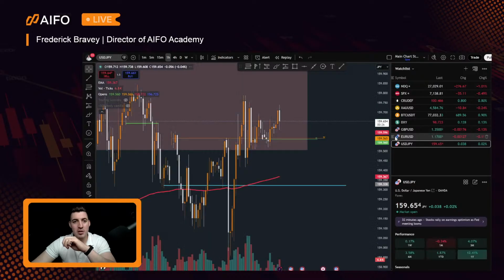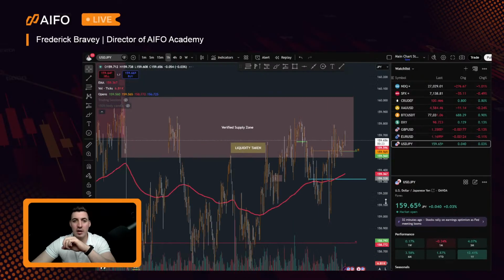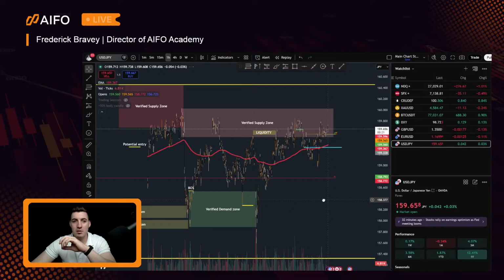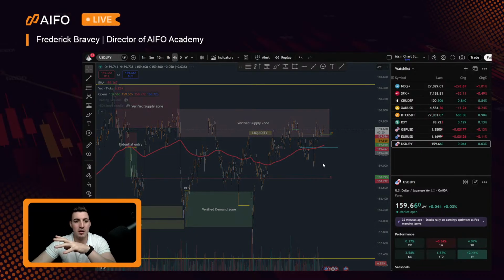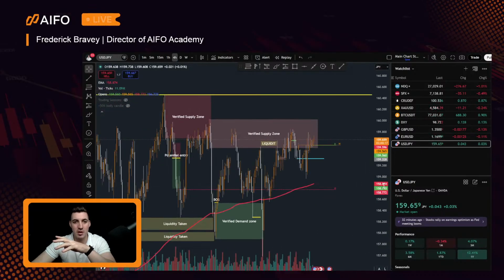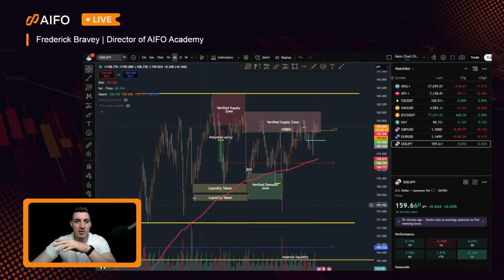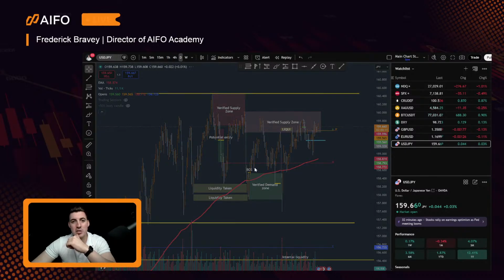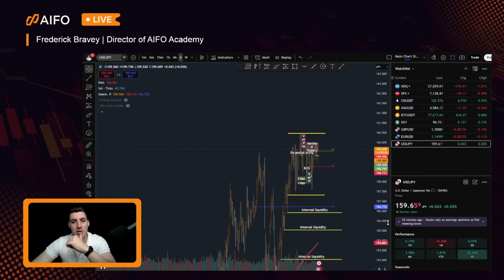USD/JPY is just a consolidating market. It's a very frustrating market to be trading at the moment. Just look at this, it's just consolidating. I really do not like trading a consolidating market, especially if there's no clear trend emerging.